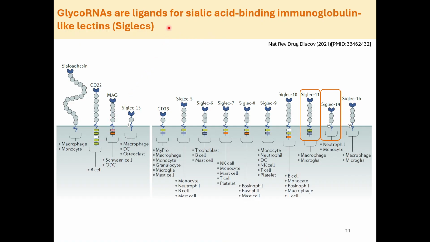Instead, cell membrane-bound glycoRNAs have their glycans exposed on the cell surface as ligands for Siglec receptors. Siglecs are important immunologically related surface molecules on the surface of immune cells such as macrophages, monocytes, B cells, T cells, dendritic cells, granulocytes, mast cells, NK cells, and leukocytes. In particular, Siglec-11 and Siglec-14 are among the first identified Siglec receptors for glycoRNAs.